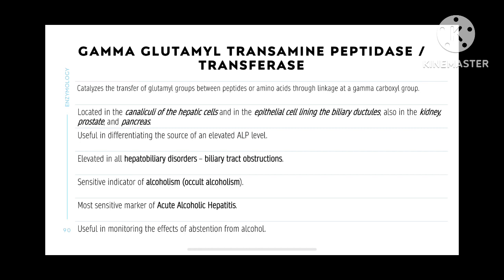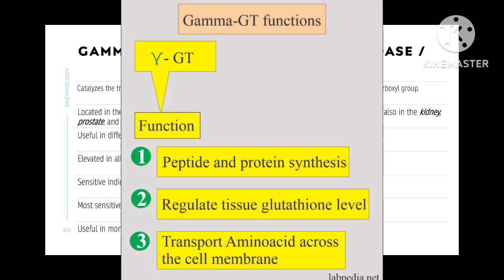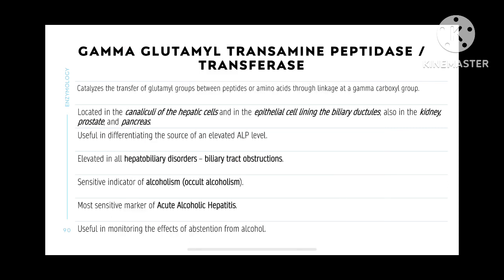The specific physiologic function of gamma-glutamyl transferase has not been clearly established, but it is suggested that GGT is involved in peptide and protein synthesis, regulation of tissue glutathione levels, and the transport of amino acids across cell membranes. GGT activity is found primarily in tissues of the kidney, brain, prostate, pancreas, and liver. Clinical applications of the assay, however, are confined mainly to evaluation of liver and biliary system disorders.